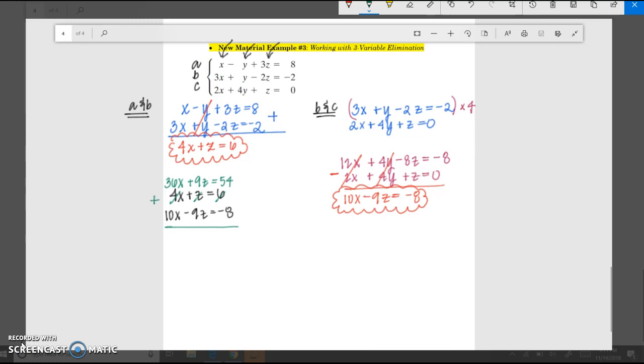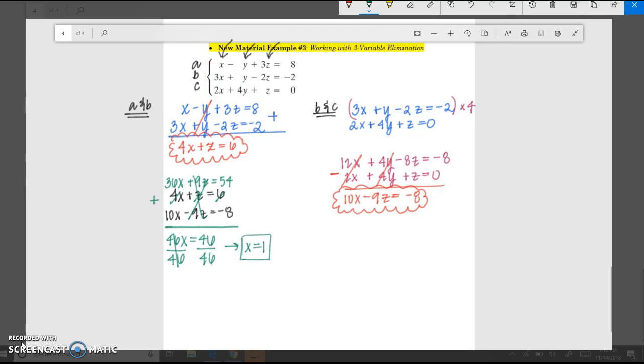Now over on the left-hand side, 36x plus positive 10x, that's going to give me 46x. The 9z's plus negative 9, that goes away. And then 54 plus negative 8, so 54 minus 8 is going to give me 46 over here. So I divide by 46, and the nice thing here is that my x value just becomes 1. I always like it when things work out to be a 1 or a 2. Those are easy to work with.